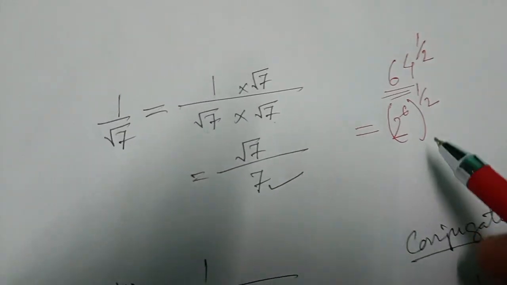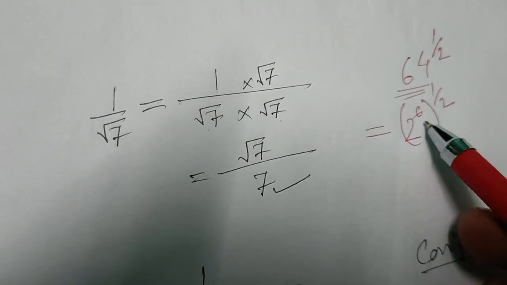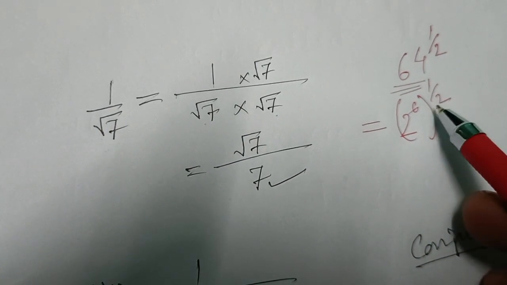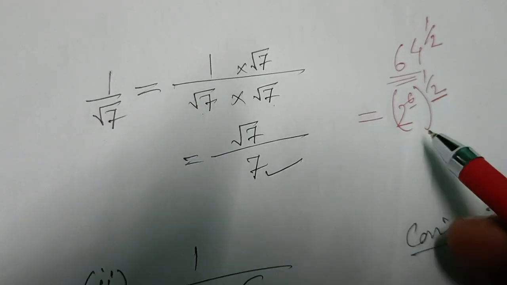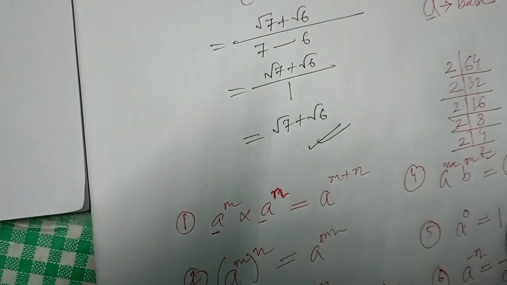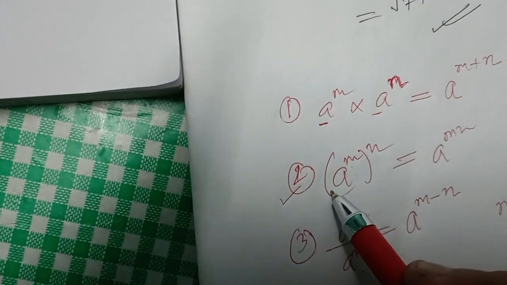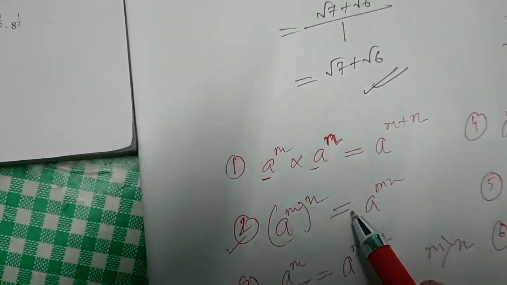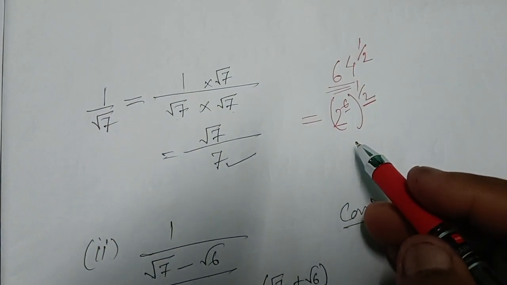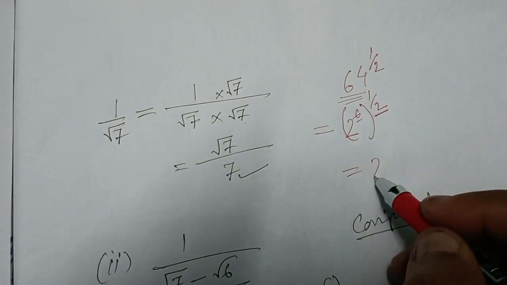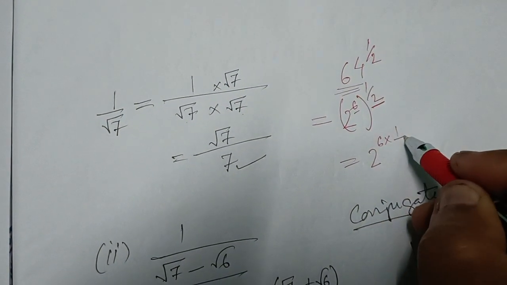Now you see, for the laws of indices, 2 to the power 6 into 2 to the power 1, the whole to the power 1 by 2. This is your m, this is your n. So this law will apply here. Which one? This one, number 2: a to the power m, whole to the power n is equal to a to the power mn. Clear? So here, in this problem you see 2 to the power 6 into 1 by 2.